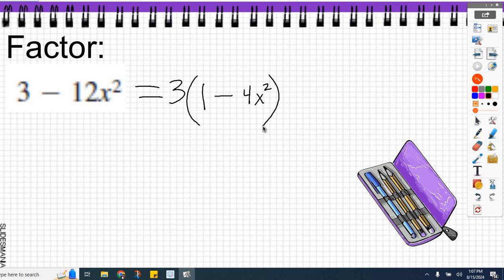Agreed? A good way to check yourself is that I can go backwards. If I distribute this 3, I should end up back with this. Versus if I had just put negative 4x squared, we wouldn't have gone back to the same thing. Yes? Now, what type of polynomial do we have inside of our parentheses this time?